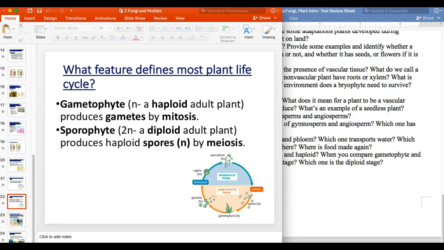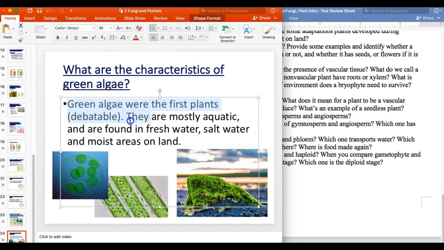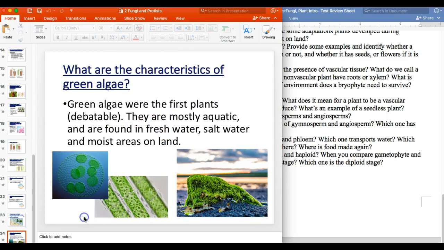But what you need to know is that gametophyte is the haploid stage of a plant. Sporophyte is the diploid stage of a plant. Unlike humans, who only have a diploid stage, plants have both the haploid and the diploid stage. The last one, what are some characteristics of a green algae? It has to live in water, mostly fresh water, and that's it.